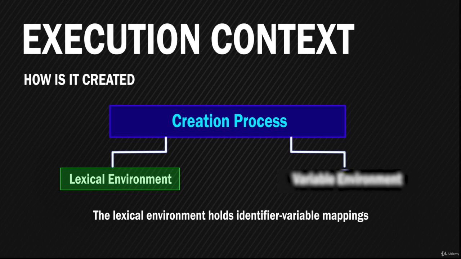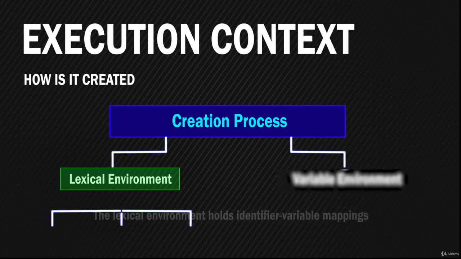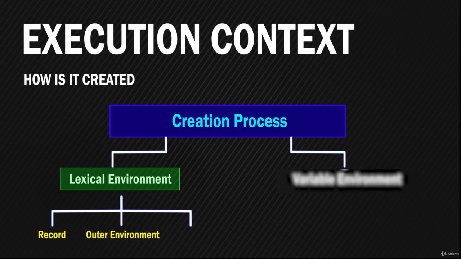Each lexical environment has three components. It has the environment record, it references the outer environment, and it has a this binding. Well, let's look at each one of those very quickly. The environment record is just the place where the variable and function declarations are stored inside the lexical environment. There's not much else to it. It's quite simple and straightforward.